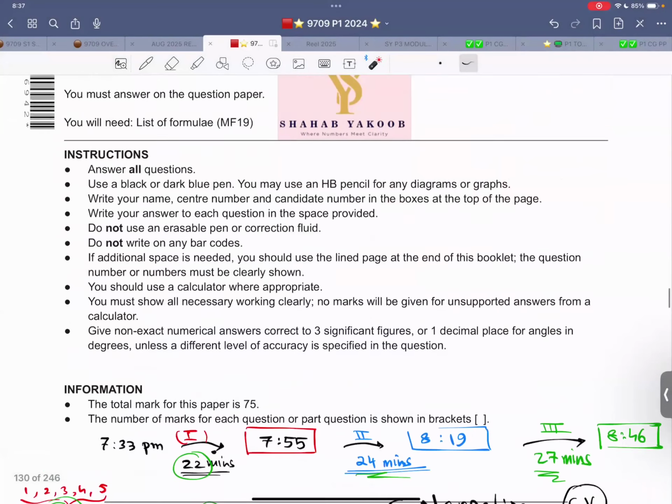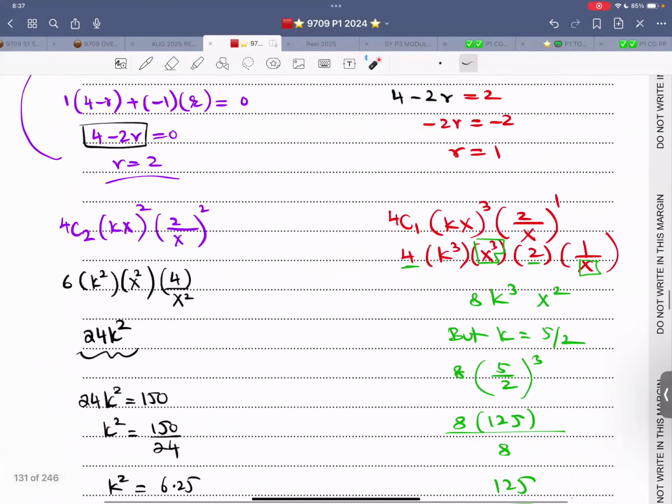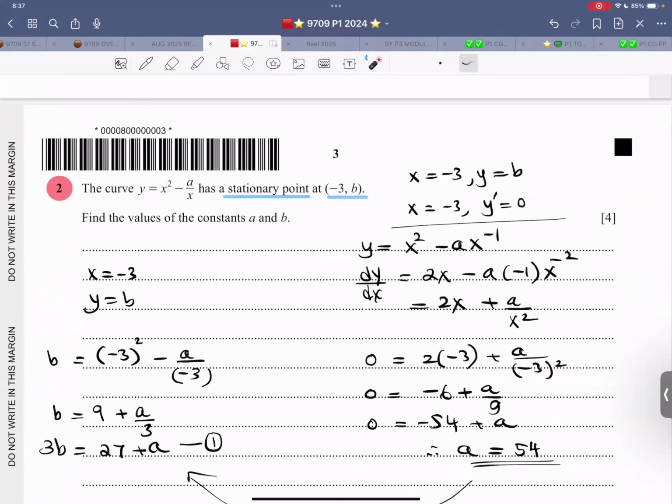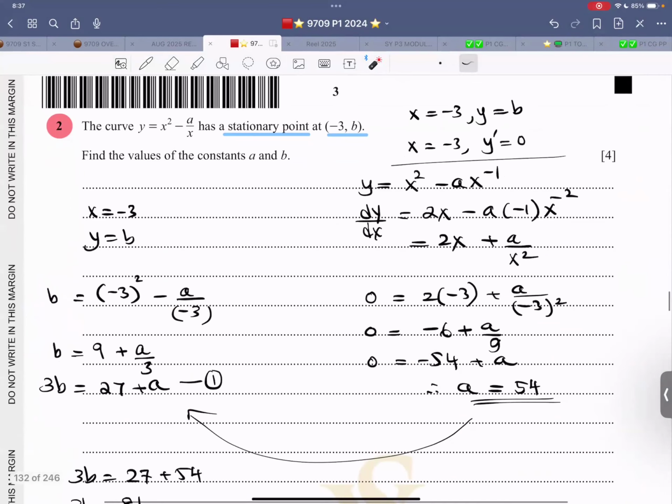So now this is October, November 2024. This looks like a nice question. Have a look. I'll just write the details in the WhatsApp group. October, November 2024, variant 1, 2.